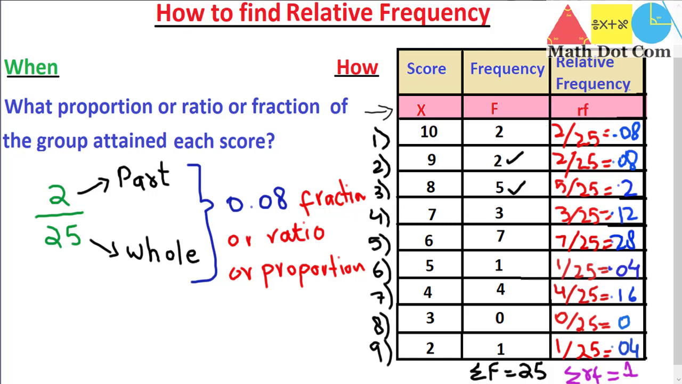So this is basically the use of relative frequency, that it will tell you the proportion, the ratio, the fraction of the group that is achieving a certain score.